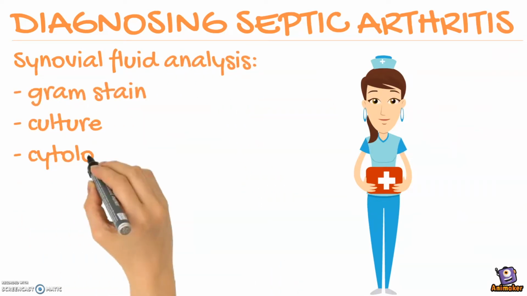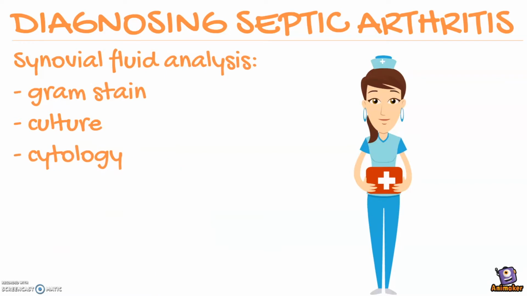A positive gram stain or culture confirms the diagnosis, and a presumptive diagnosis of septic arthritis can be made in the setting of purulent synovial fluid, with a white cell count of 50 to 150,000 cells per millimeter cubed, with a neutrophil predominance, but with negative cultures.